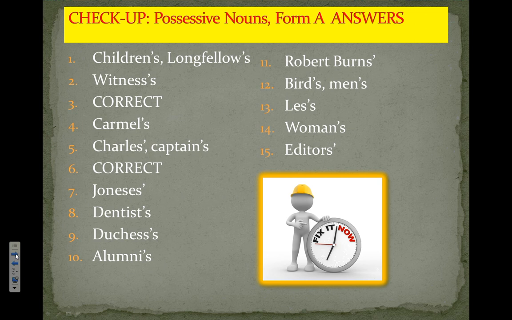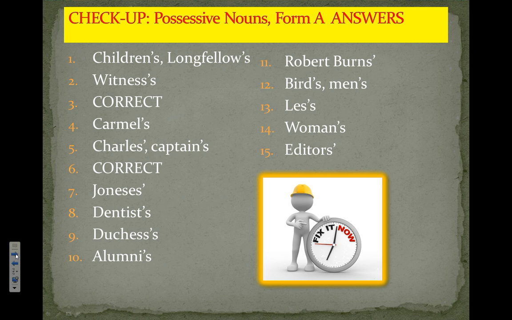Number 13, Les. All right, Les's sister goes to girls' preparatory school. Okay, both of these are correct. I'm sorry, excuse me. Les needs to be apostrophe S because we do pronounce the S, even though it's a proper noun. We say it, so we add apostrophe S. Girls' preparatory school is correct because there's more than one girl, and so we have the apostrophe after the S. There should be no changes to girls.